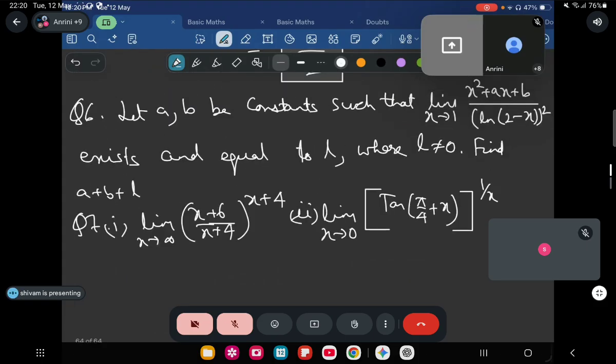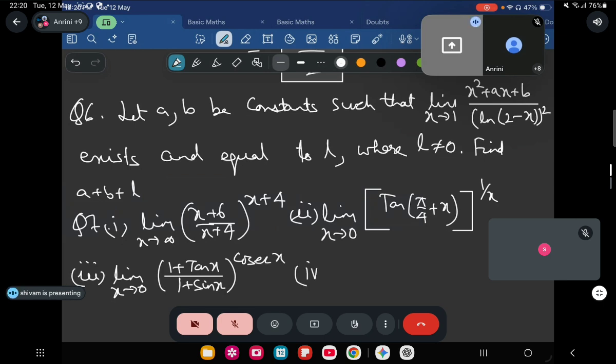Okay, part 3. Limit x tends to 0, ((1 plus tan x) by (1 plus sin x)) whole to the power cosec x. Solve. Part 4. Limit x tends to infinity, (sin 1 by x plus cos 1 by x) whole to the power x. Quickly solve, everyone.